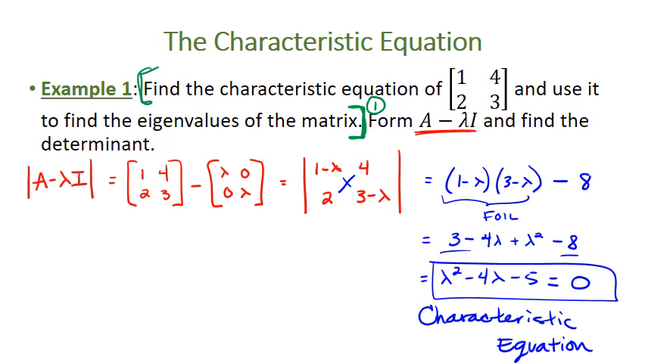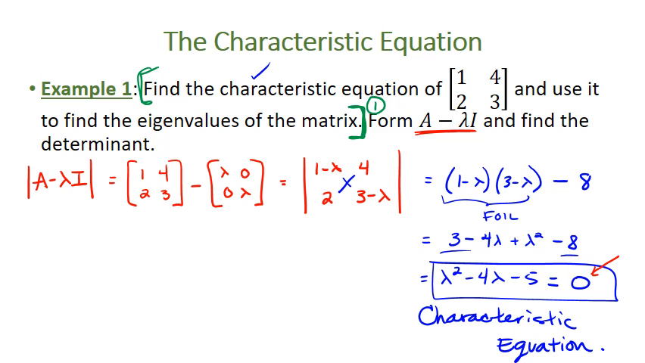Okay, now this characteristic equation, and that's a polynomial, what I want to do from here, so once I find the characteristic equation, now I want to use it to find the eigenvalues. So I want to solve this equation, and this is a quadratic. Remember, with quadratic equations, there are lots of different ways you can solve it. The two most common would be to factor, if it's factorable, and if it's not, then use the quadratic formula to solve the quadratic equation.